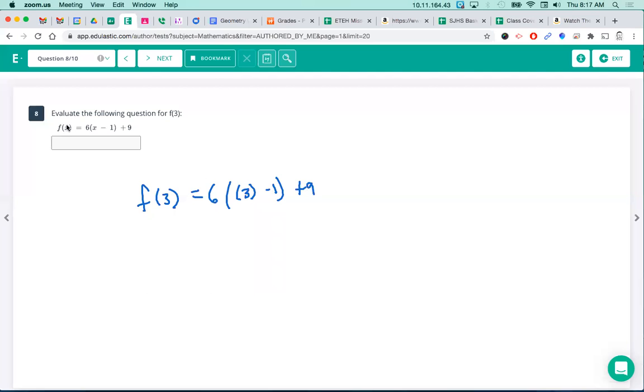So whatever is in place of x, which is the 3 right here, I have to place in place of x in the equation. So 6 times 3 minus 1 plus 9. 3 minus 1 is 2. And 6 times 2 is 12. 12 plus 9 is 21. So f of 3 equals 21. All right, 2 left.